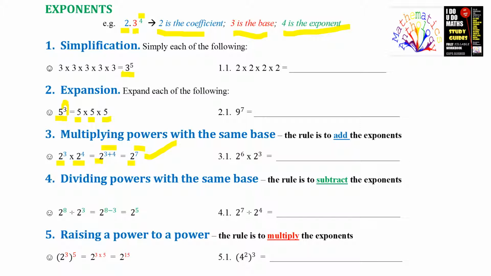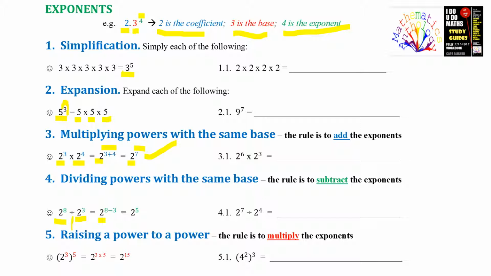Okay, the next one, let's divide powers. If you're dividing powers with the same base, the rule is to subtract the exponents. So we're given an example here: 2 to the power 8 divided by 2 to the power 3. Our bases are the same, so that's fine. Our base will remain as 2.